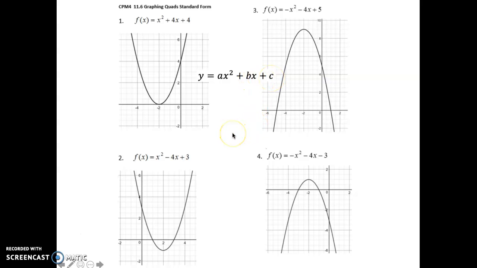Now, I have graphed 4 different equations, so we can compare and contrast how these graphs are the same and how they're different, and what kinds of things we can glean from the equations that are given to us. Okay, the first thing I notice is these 2 graphs on the left-hand side open upward. And I want you to notice the ax squared term in both of these equations.